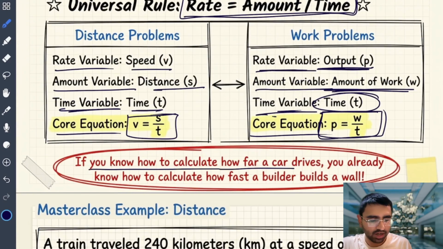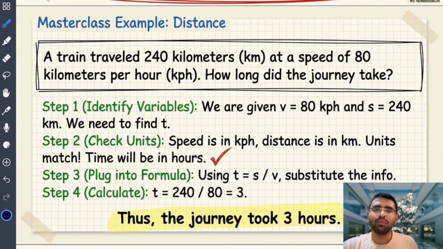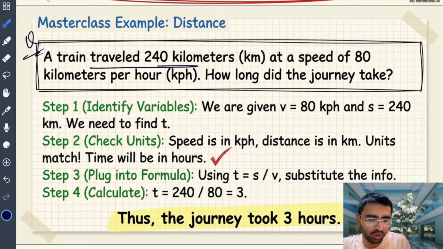So if you know how to calculate how far a car drives, you already know how to calculate how fast a builder builds a home. It is the same concept of distance and work. You just have to remember the formulas: speed is equal to distance by time, and output, which is P, is work upon time. Simple.